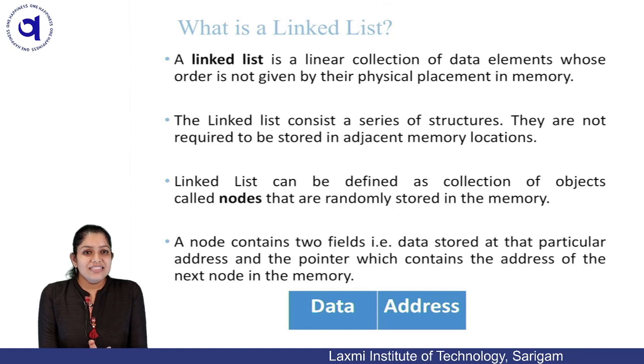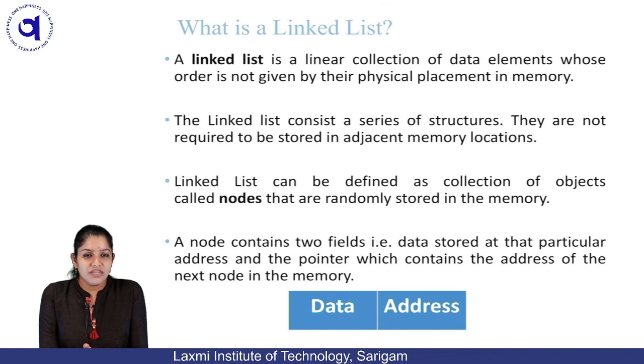So the linked list consists of a series of structures. That structure is known as a node, right? We can say that a linked list is a collection of nodes, and that can be randomly scattered anywhere in the memory. It should not be contiguous, right? It's not compulsory to have contiguous memory.